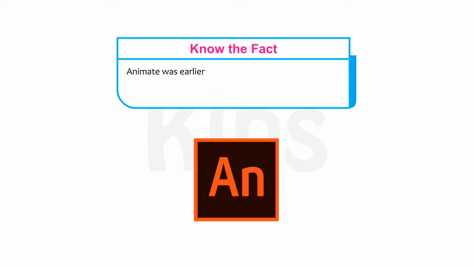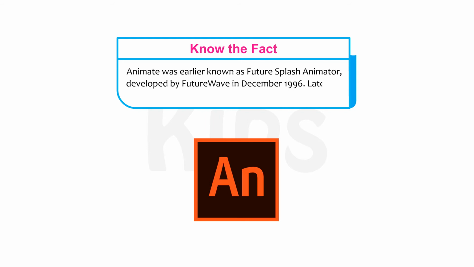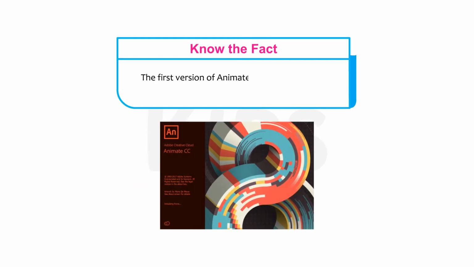Students know the fact that ANIMATE was earlier known as Future Splash Animator, developed by Future Wave in December 1996. Later on, it was acquired by Adobe Systems in 2005. The first version of ANIMATE CC was released on February 8, 2016.